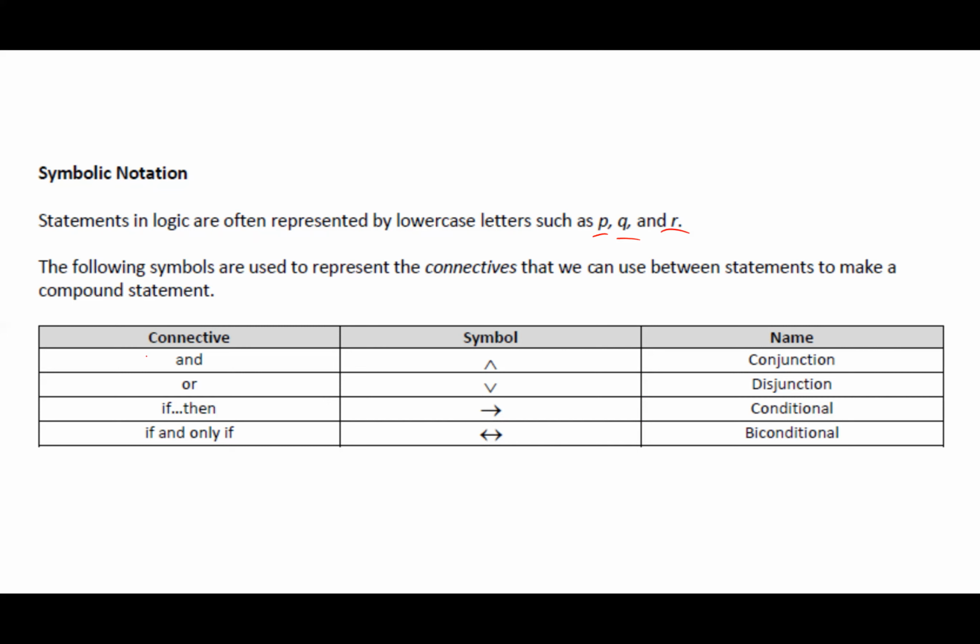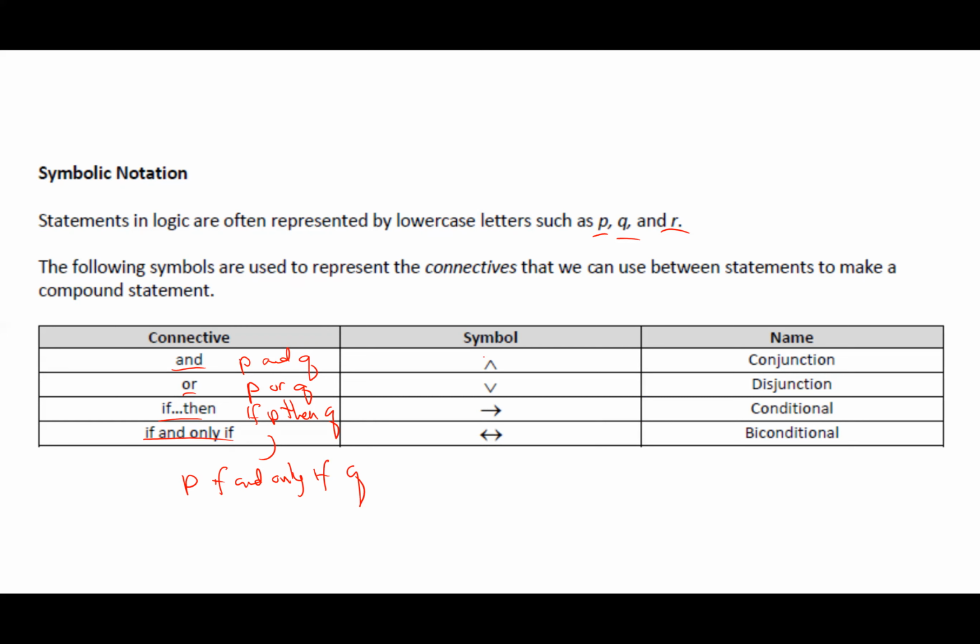So if I had a connective, we have these different connectives. We have and, or, if then, and then if and only if. So the way that you could write this is P and Q. We'll say P or Q. We'll say if P, then Q. And then we'll say P if and only if Q.